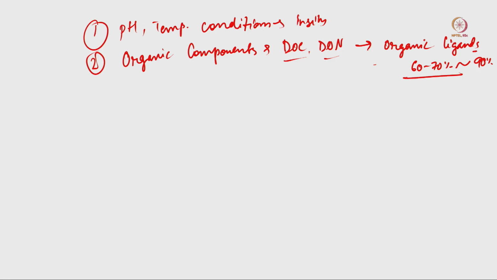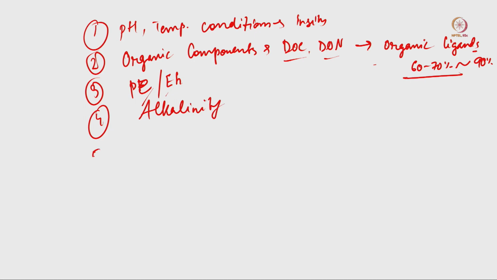So, pH and temperature are extremely important, organic components are extremely important, and the PE value or EH value. Both of them are extremely important. You either find the EH or the PE value. Redox condition, what is the redox condition? Extremely important. Alkalinity is a very important parameter. Fifth is metal concentrations, correct metal concentrations.